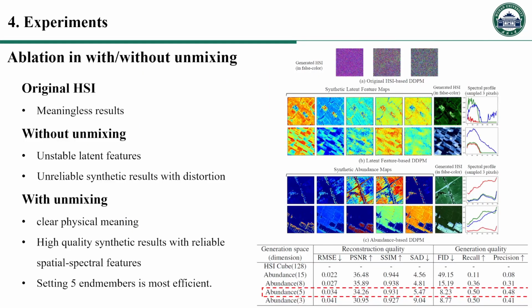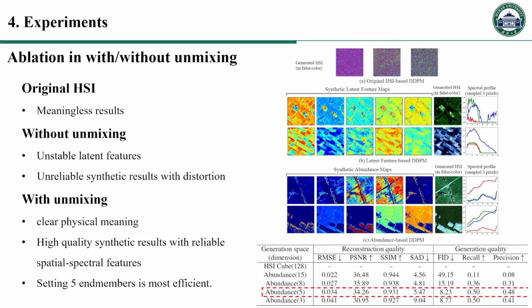The efficacy of our proposed HSI synthesis paradigm is contingent upon robust unmixing. For symmetric AE, the lack of physical meaning of latent features and the inherent instability of these shallow features restrict the effective reconstruction and generation of high-quality HSI. In contrast, abundance maps present a more effective representation of the spatial distribution of objects, providing a more explicit physical interpretation, achieving high-quality synthetic results with reliable spatial-spectral features.